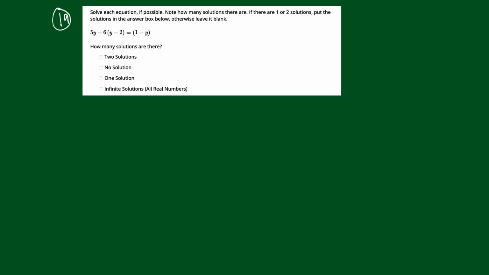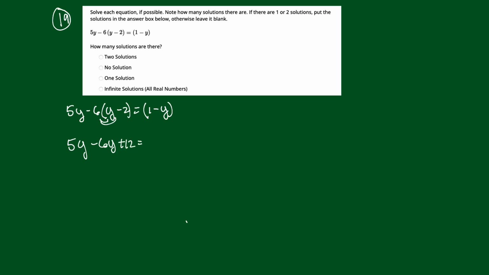Number 19. Let's solve this equation, just see where it goes. So I'm going to rewrite the equation right here. 5y minus 6 times the quantity y minus 2 equals the quantity 1 minus y. All right, let's remove these parentheses. So on the left side, I'll get 5y minus 6y, negative 6 times negative 2 is plus 12.